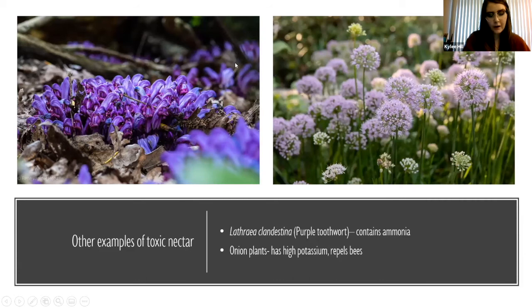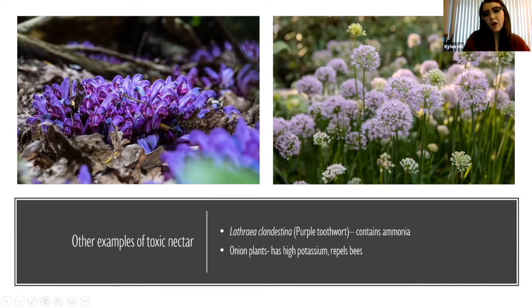And then I just want to wrap up with a couple of examples so you can see some of the flowers that have toxic nectar. And these examples are not necessarily related to herbivore resistance. So here we have Lathraea clandestina, also known as purple toothwort, and its nectar contains ammonia. And it's thought that the presence of ammonia could be due to the enzymatic degradation of amino acids within this plant.